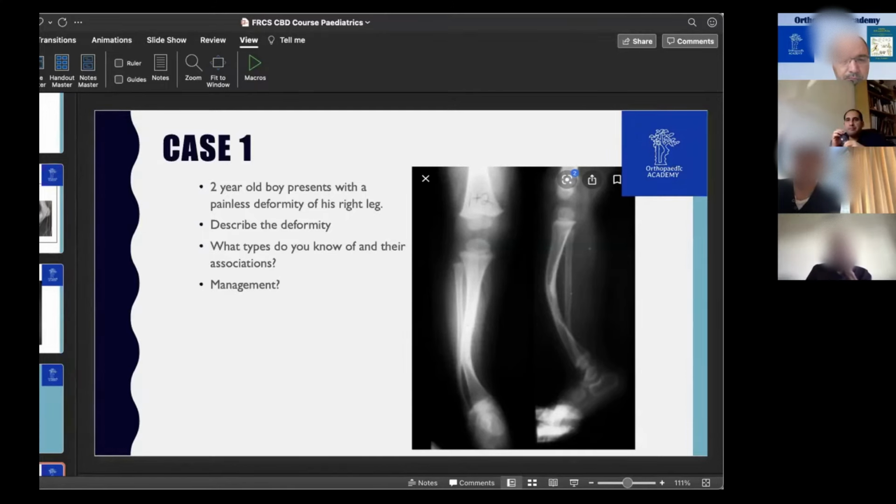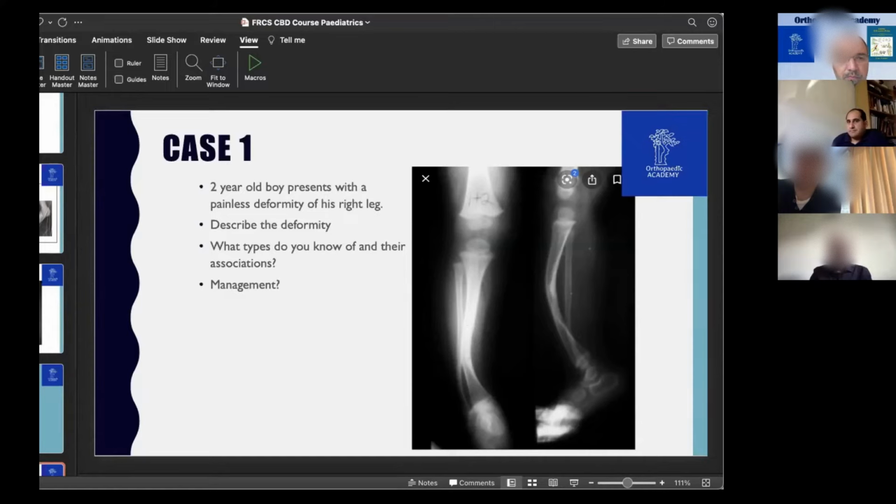It will need an MDT approach. I would discuss with the specialist, but the principles of management would involve a combination of osteotomy, stabilization, and grafting. A combination of those three, and it might need to be done in a staged manner.